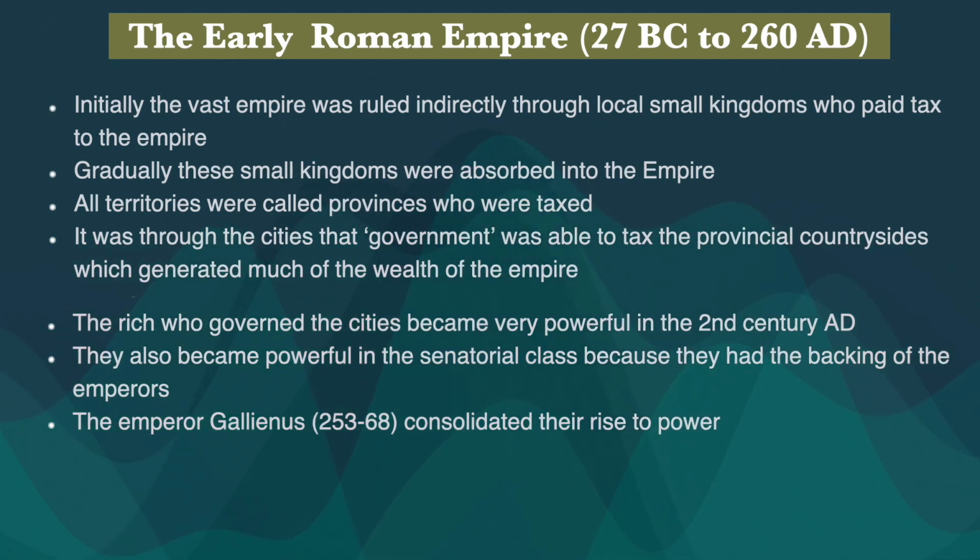The provincial upper class started occupying important positions in the army and also in the government throughout the 2nd and the 3rd centuries. As this new group emerged, the Emperor Gallienus consolidated their rise to power by excluding senators from military command. Earlier, the Senate was dominated by Italians only, and they also constituted a major part of the army.